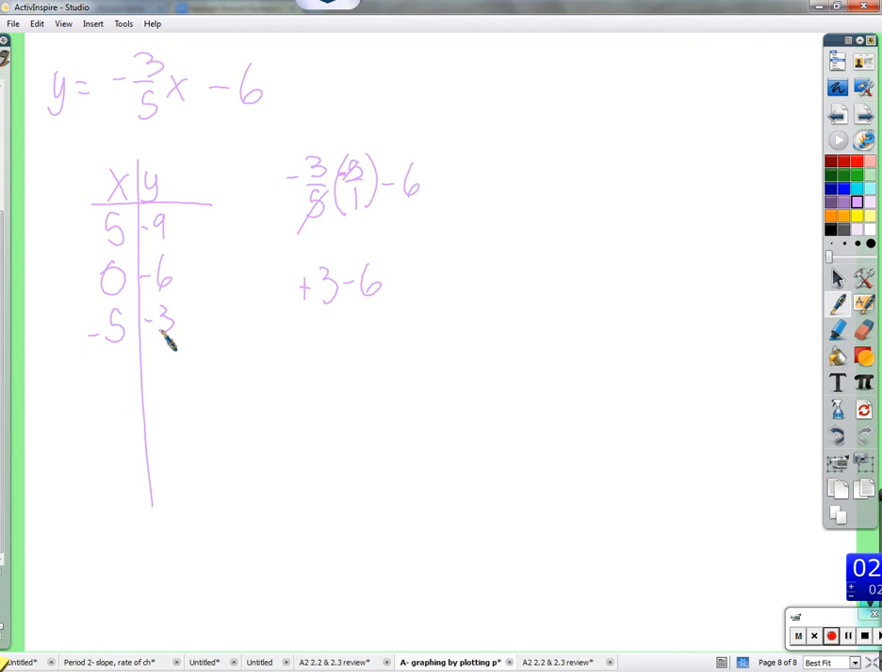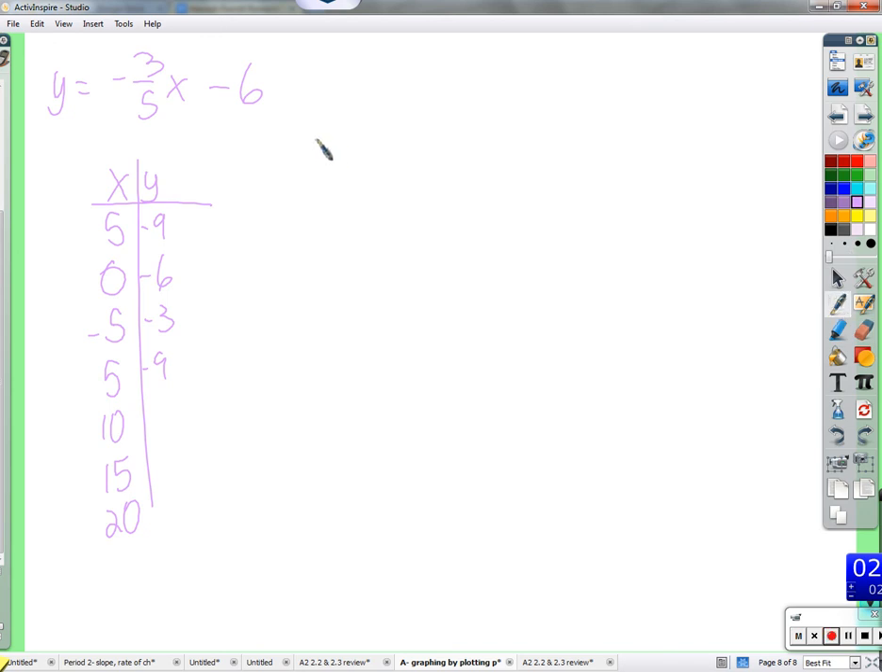It would also be an easy thing to plug in 10 for x. Something else? 15. Something else in the negative direction. Negative 10. So any number that has 5 as a factor, or any number that is a multiple of 5. See if we can start to do this kind of quickly. We're just going to put 5 again down here, negative 9, and then 10, and 15, and then 20. Any multiple of 5 is going to be just a cakewalk.